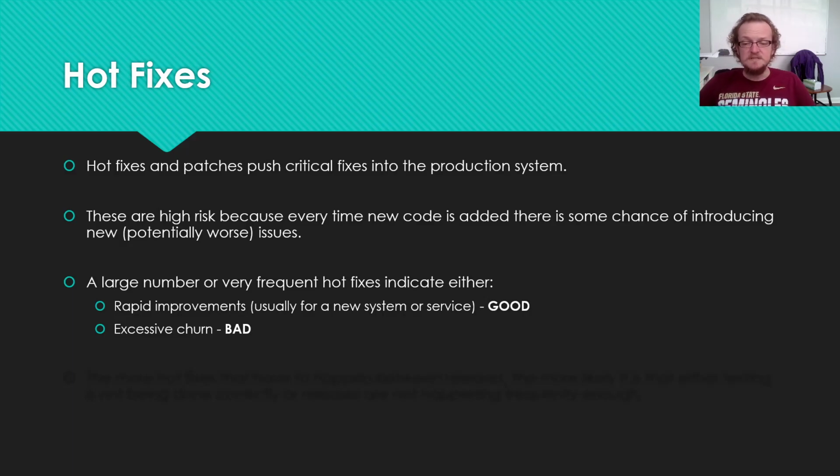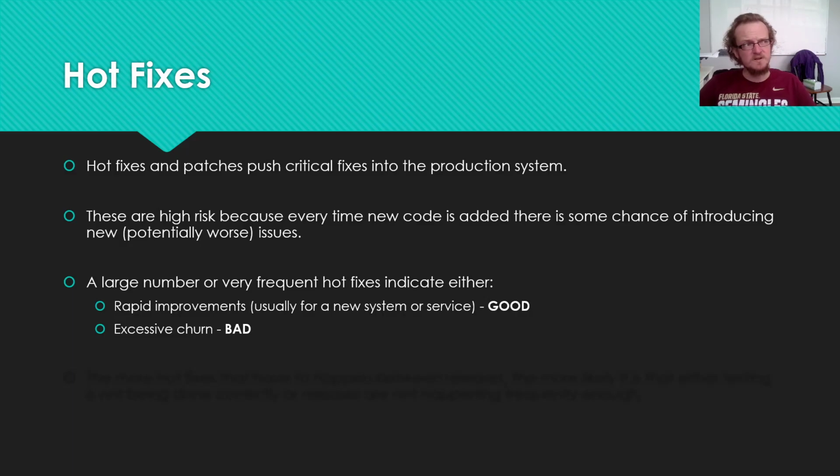However, if you see a lot of hotfixes coming out of an established piece of code, or if you see a lot of hotfixes that reference the same sort of bugs, so you see a lot of regression bugs, patch 1 fixes a bug, patch 2 reintroduces the bug, and then patch 3 refixes the bug, that kind of stuff is typically associated with what's called excessive churn.